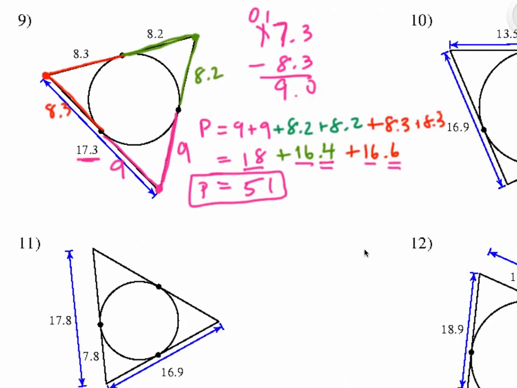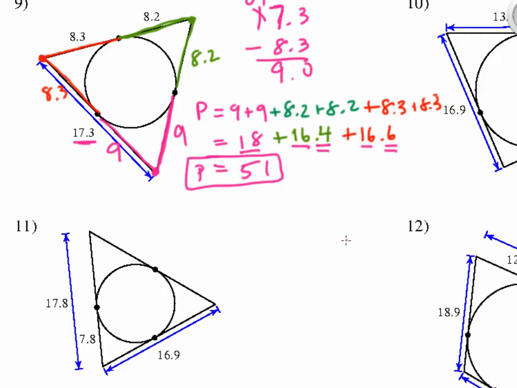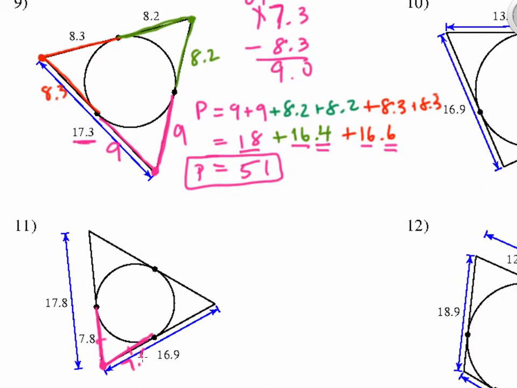Let's try one more here. We're going to find the perimeter. So again, we know that anything coming from this point and this point, they're both tangent lines from the same point on the outside, so they must be congruent. You put a tick-tick if you want. 7.8 and 7.8, which means this segment and this segment are also congruent.